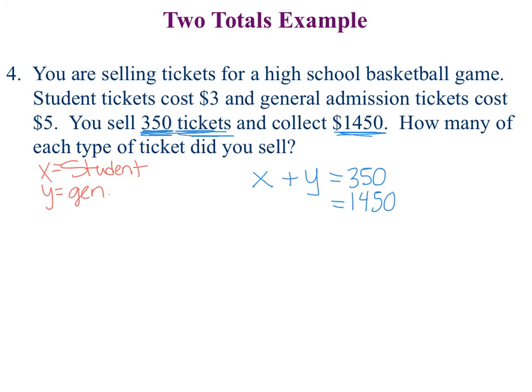The second equation with the total of $1,450 is a value. So if I'm using X and Y again, I have to include the value in this equation since $1,450 is a money value. So student tickets are $3 each. So every student ticket was $3. So that's going to be 3 times the number of student tickets. Every general admission was 5. So that's 5 times the number of general admission, and that total was $1,450.